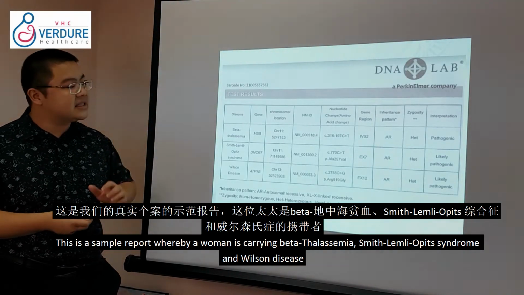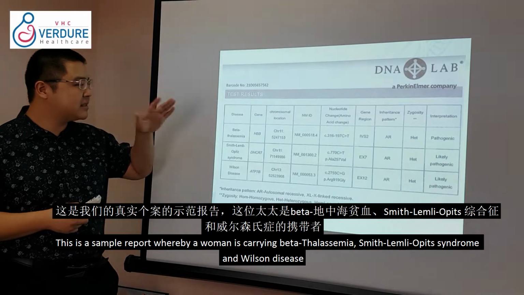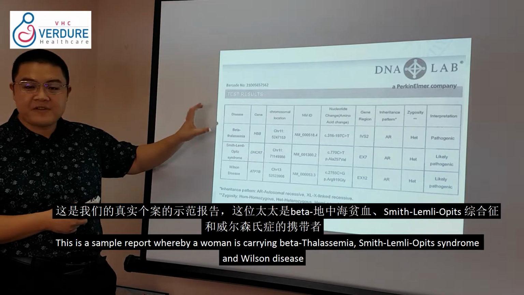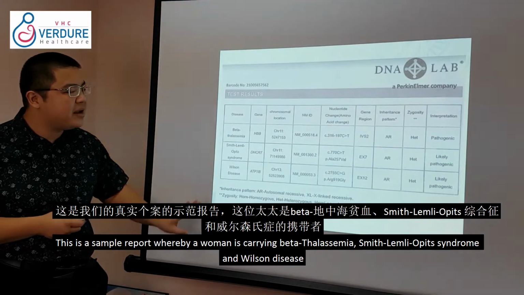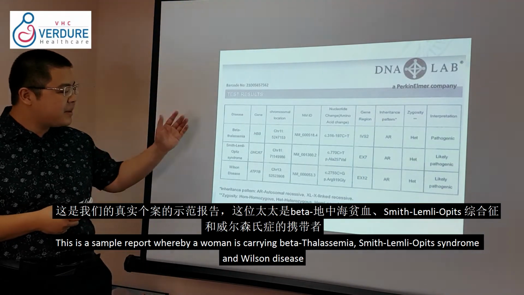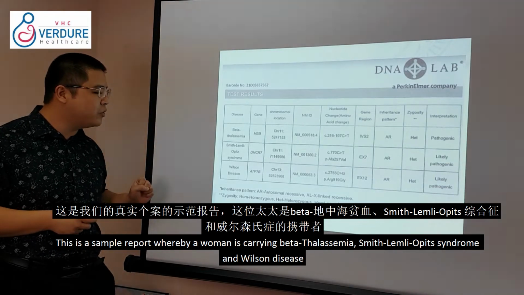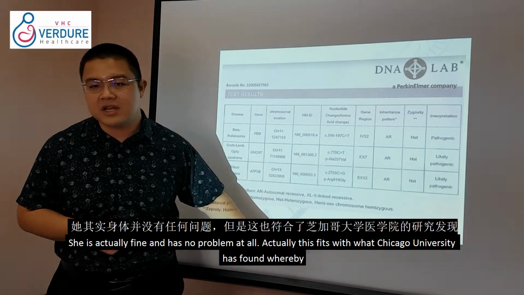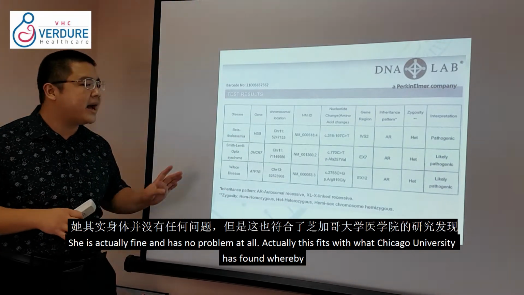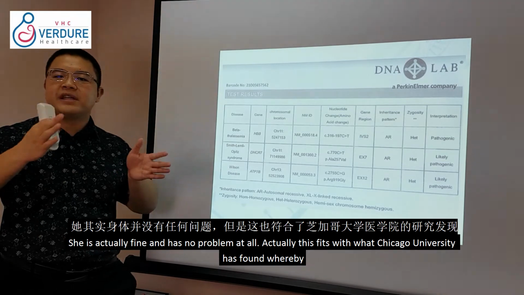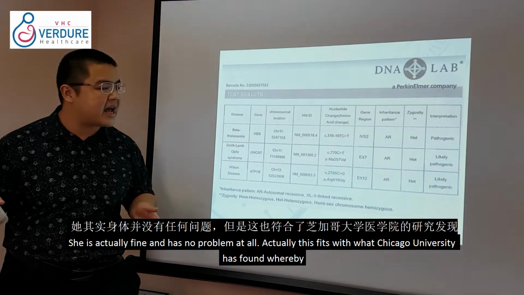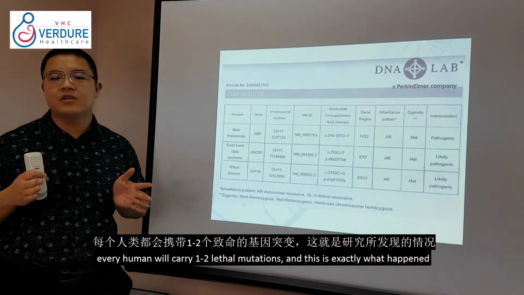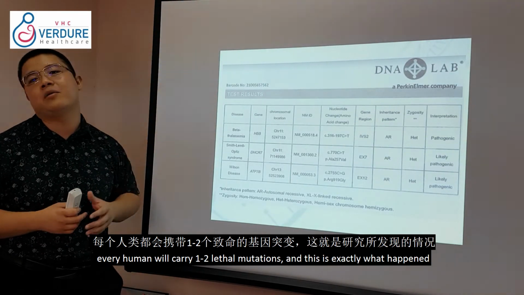Right, okay, so this is a sample report. One of the sample reports, and this is a live report, whereby it is a female partner where she's carrying 3 genetic diseases: beta thalassemia, Smith-Lemli-Opitz, and Wilson's disease. So with this, she is actually fine. She has no problem at all. But once again, this actually fits with what Chicago University said, whereby every human will carry at least 1 to 2 lethal mutations. And this is exactly what happened.